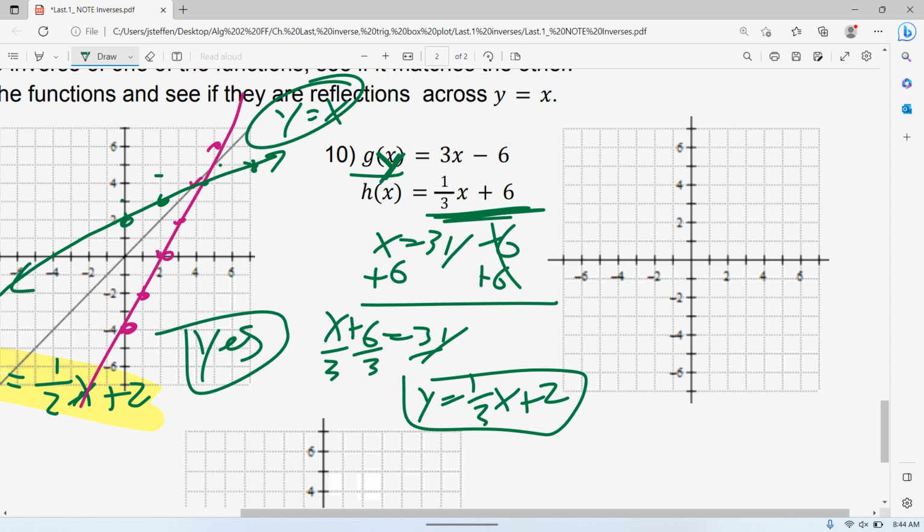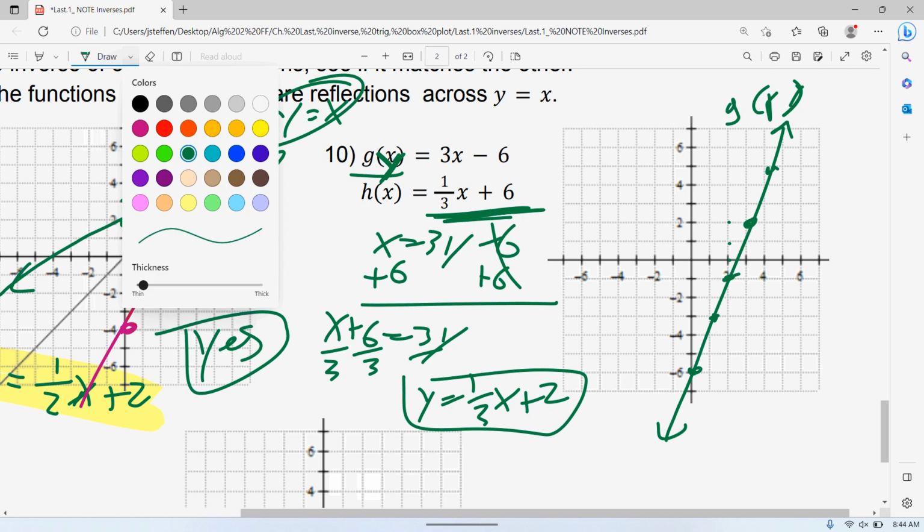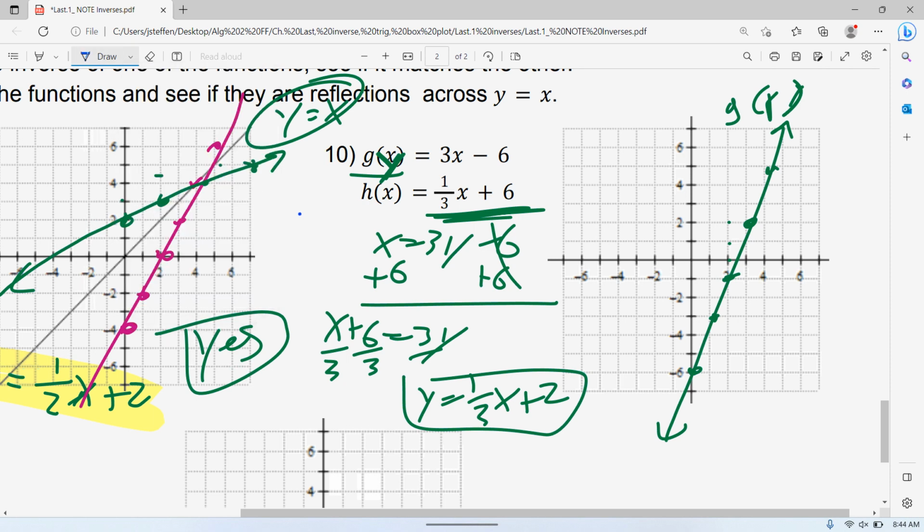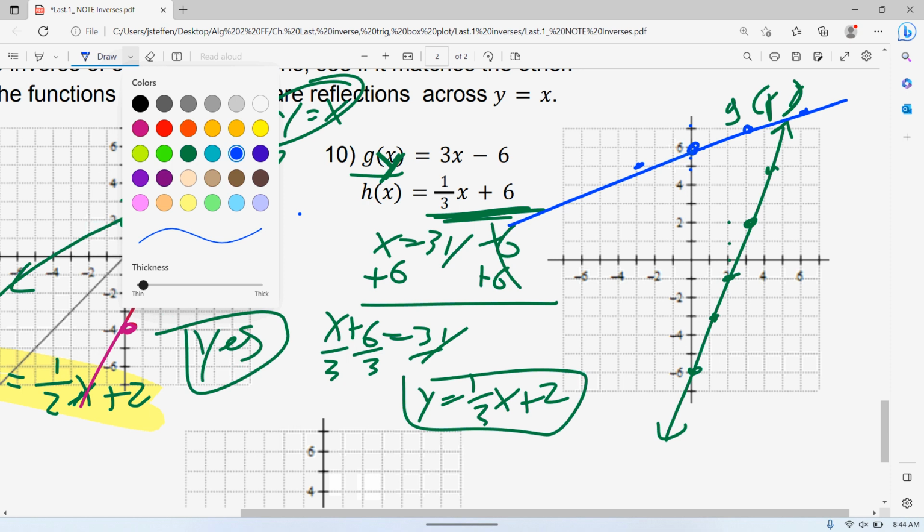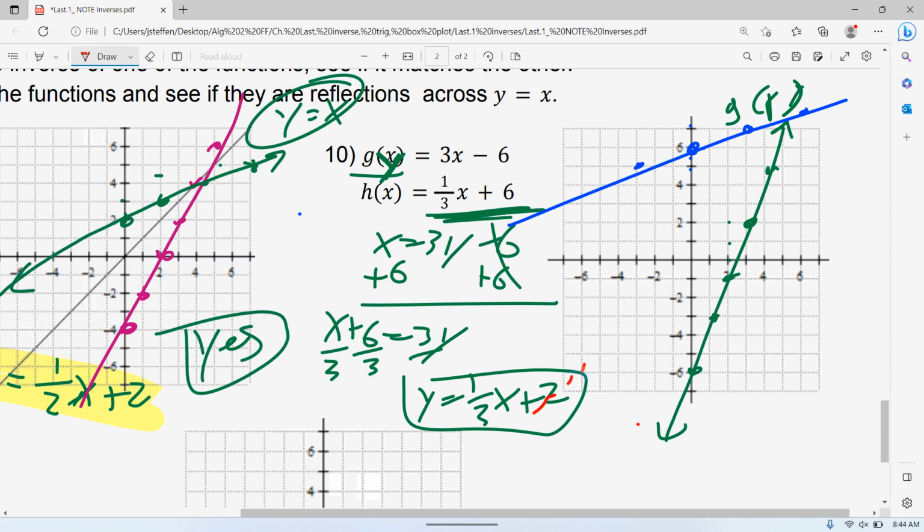Last but not least, again, graph this. We have -6, then we go up 3 over 1, up 3 over 1. And I always like to label mine, so that top one is g of x. And the next one, we have +6, and I go up 1 over 3. And so you can tell those are not reflected across the line y is equal to x. If you can't tell, you can always draw that line in. It's just a diagonal line that goes through the origin and through both those corners.